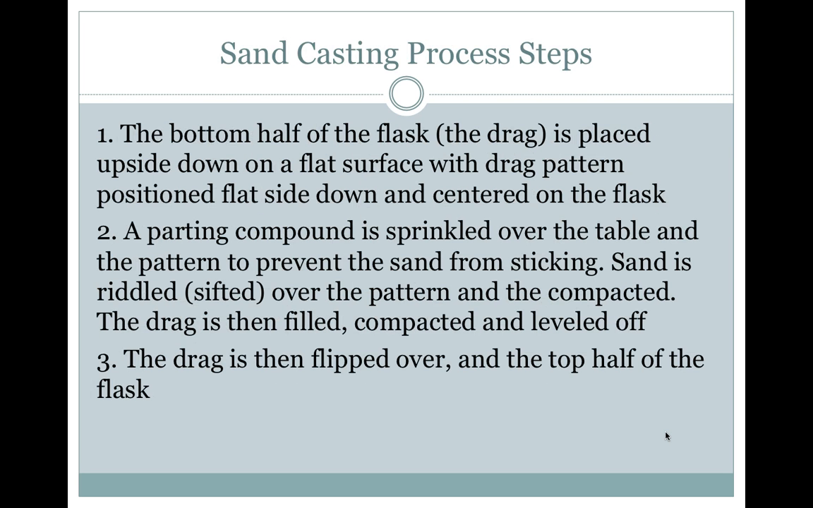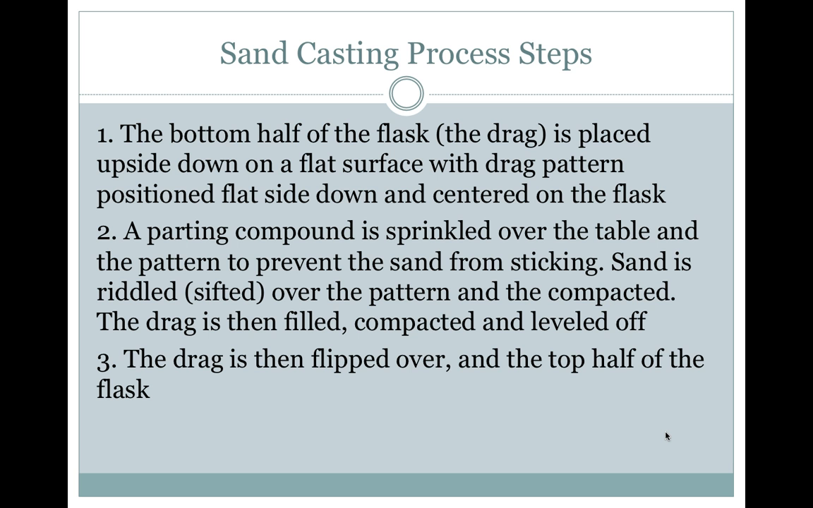Sand casting process steps. Step 1. The bottom half of the flask, the drag, is placed upside down on a flat surface with the drag pattern positioned flat side down and centered on the flask. Step 2. A parting compound is sprinkled over the table and the pattern to prevent the sand from sticking. Sand is riddled or sifted over the pattern and then compacted. The drag is then filled, compacted, and leveled off.